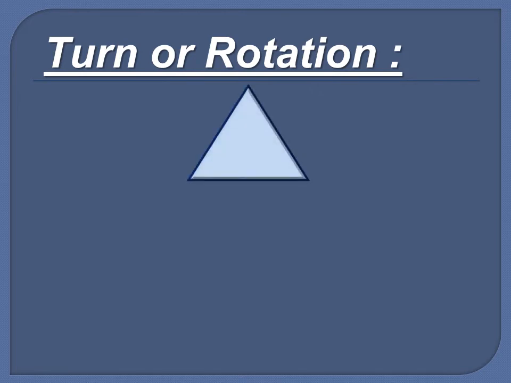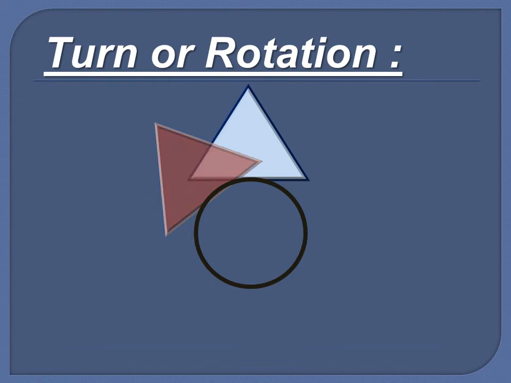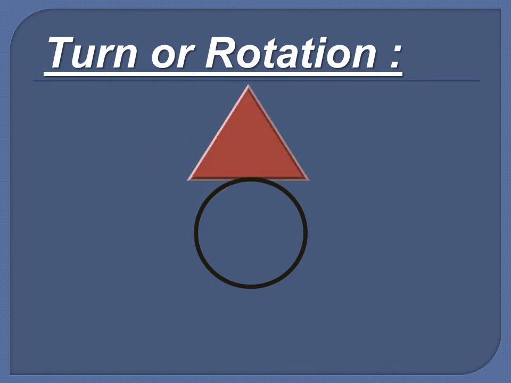If we have this triangle, if I want to turn the triangle, we can move it around the circle like this. We can move it like this or like this, and so on. So this means turning. So all these positions or transformations are called turning, and back to the real triangle. So here we have turn or rotation.